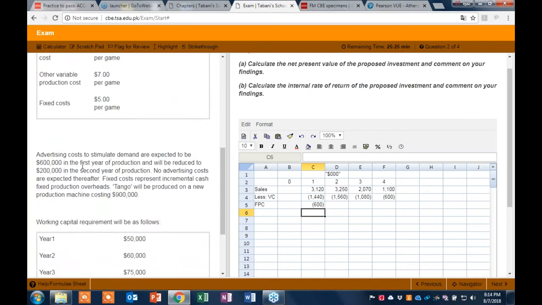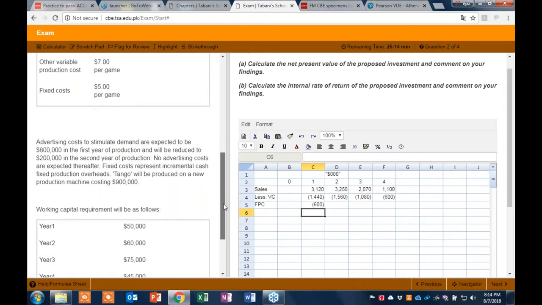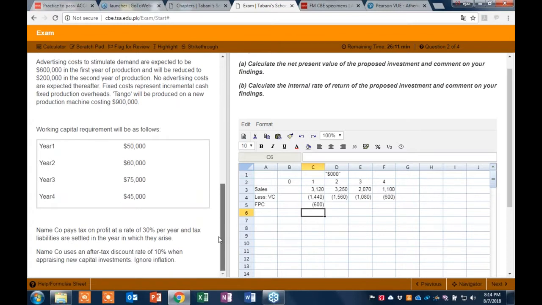Advertising cost to stimulate demand are expected to be $600,000 in the first year of production and will be reduced to $200,000 in the next year of production. No advertisement costs expected thereafter. Fixed costs represent incremental fixed production overheads, and Tango will be produced on a new production machine costing $900,000. So nothing is mentioned, and we have been asked to ignore inflation. So it means the fixed cost will remain constant at this level throughout the life of the project. So it will be 600 throughout.